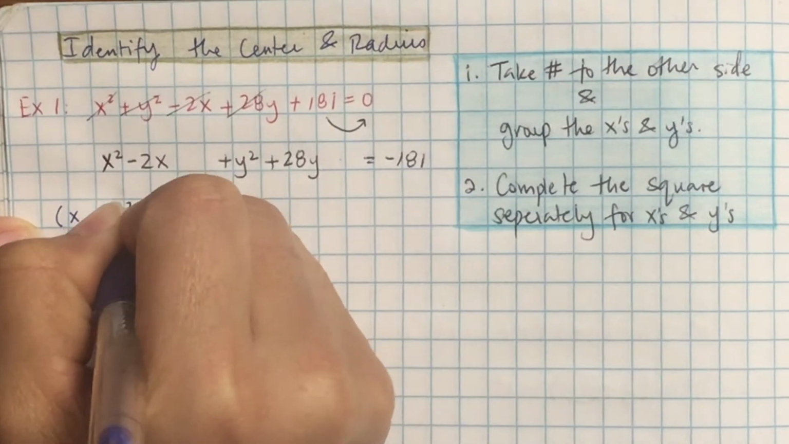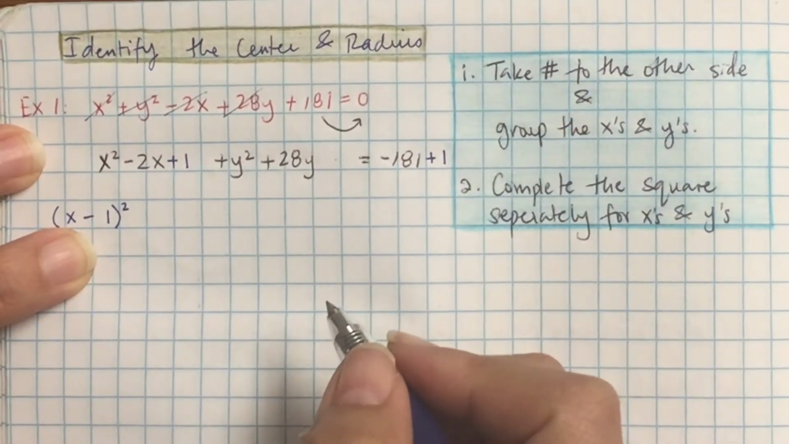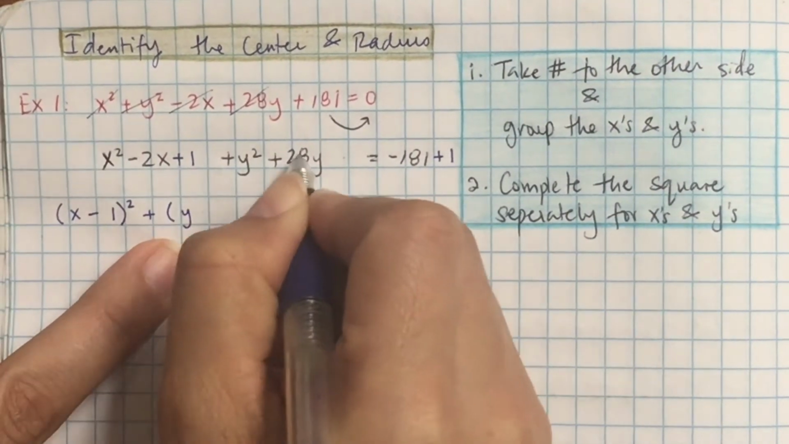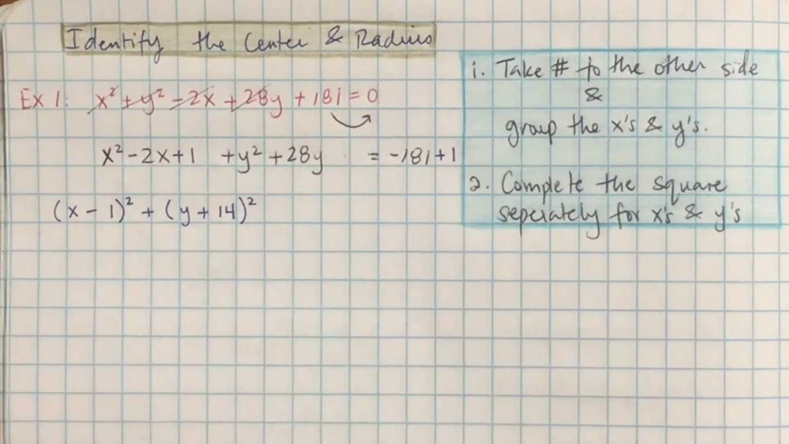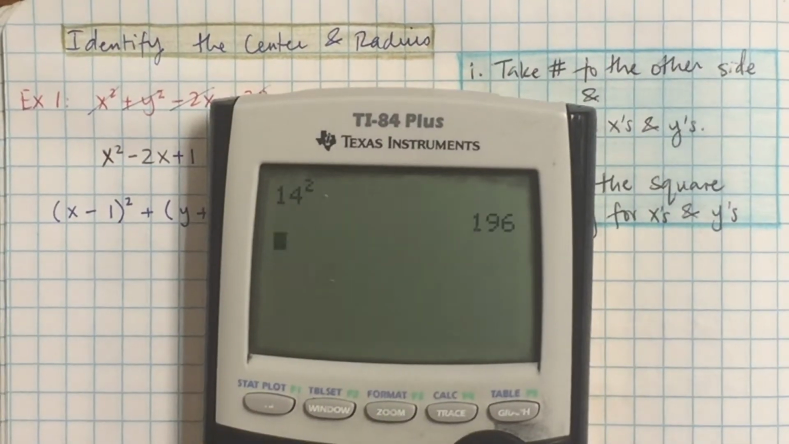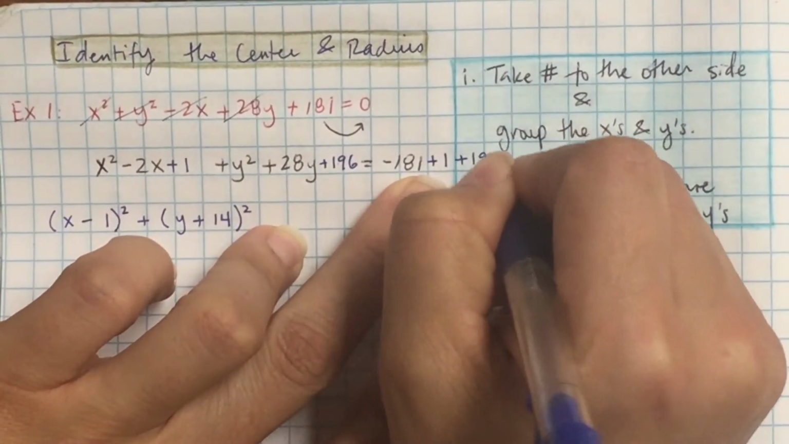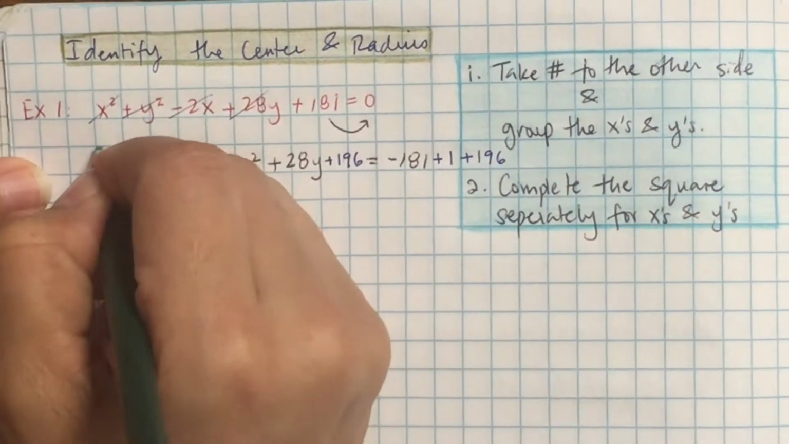Then complete the square. So remember, to complete the square, you take half of it, square it. And then you do it to both sides. So take half of 28. So that's going to be plus 14. Square it. And put the number right next to the 28y, which is going to be 196. And then because I added 196 there, I have to add 196 to the other side. Equals, and now combine what's on the other side.